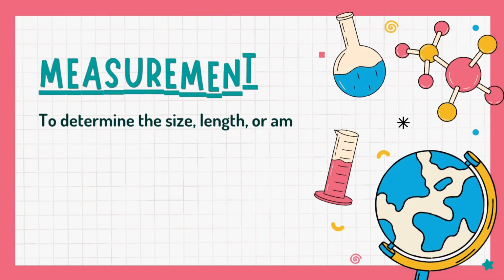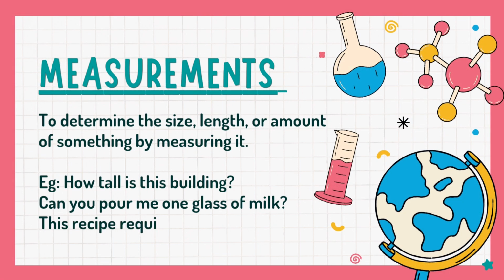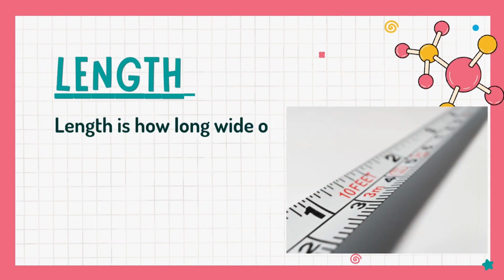Now, what are measurements? To determine the size, length or amount of something, we use measurements. For example, how tall is this building? Can you pour me 1 glass of milk? This recipe requires 1 kg of flour. In all of these examples, we are actually measuring something.